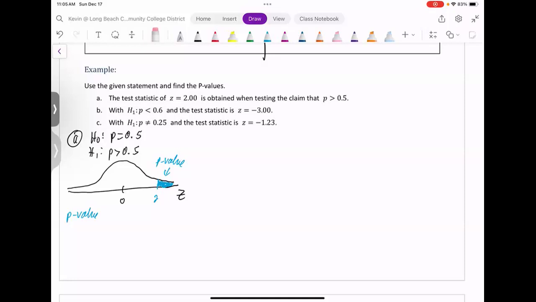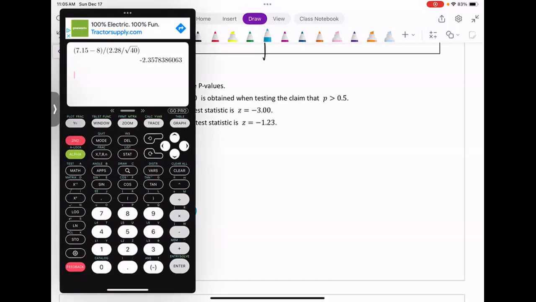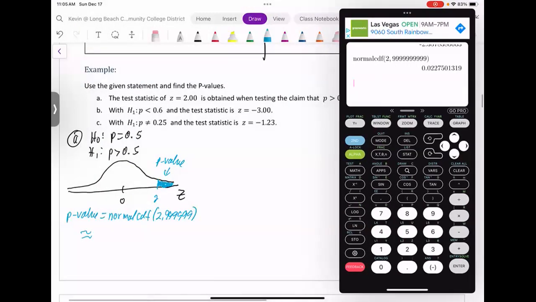This is going to be determined by normal CDF. This is going to go from 2 to infinity, so we need a real big number there. Let's see what we get. 2 comma big number. So we're getting that our p-value in this case is about 0.02275. And we would compare that to the alpha.